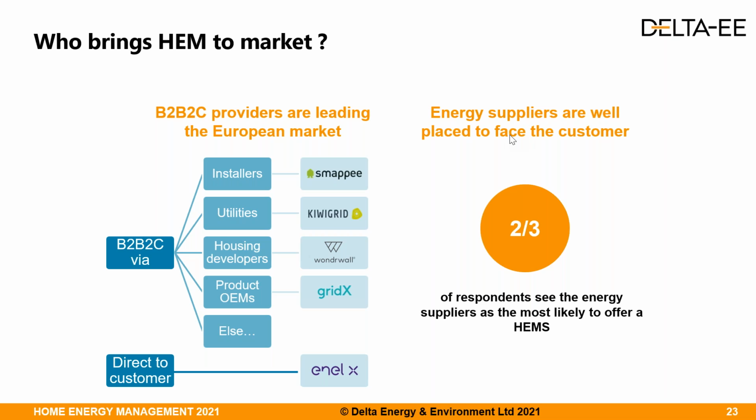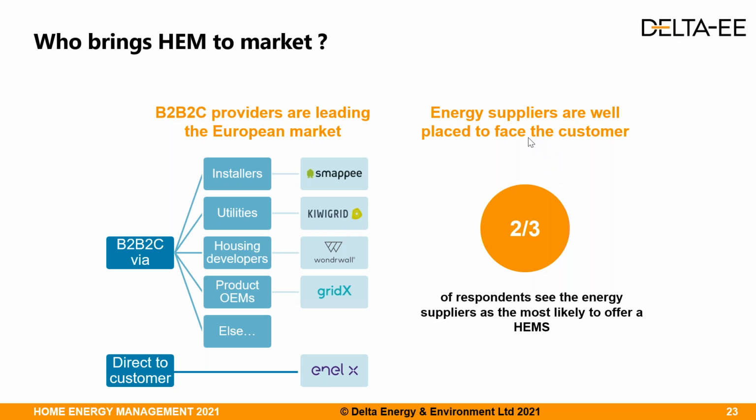The house builders segment is very interesting. It's still very small in terms of scale, but it's quite interesting to integrate HEMs in new builds as a premium feature. We see a few companies really specializing in this segment, like Wonderwall in the UK. And then we would have product OEMs such as Gridex going through HVAC manufacturers, for example, and also various examples of direct to customers.